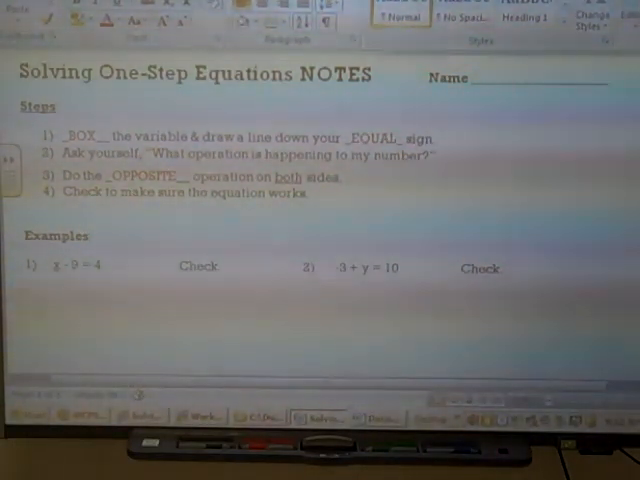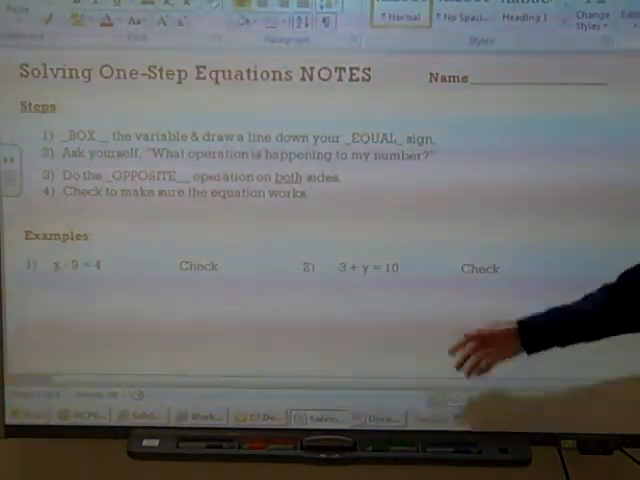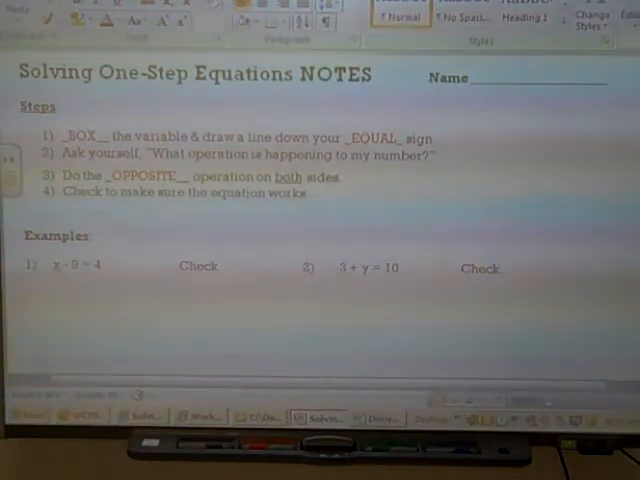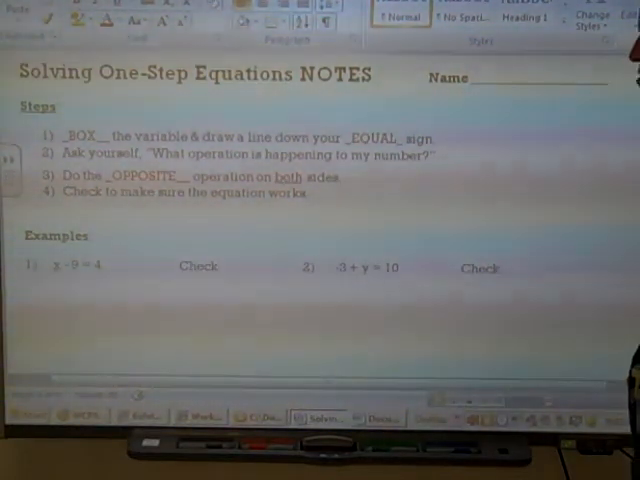Today we're going to be working on solving one-step equations, and here's your notes for it. So go ahead and pause the video and copy down your notes. Number one, we're going to box the variable and draw a line down our equal sign.